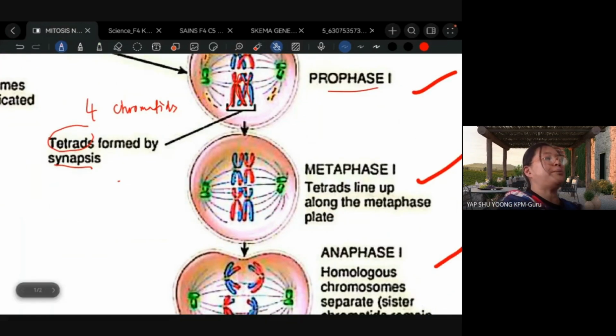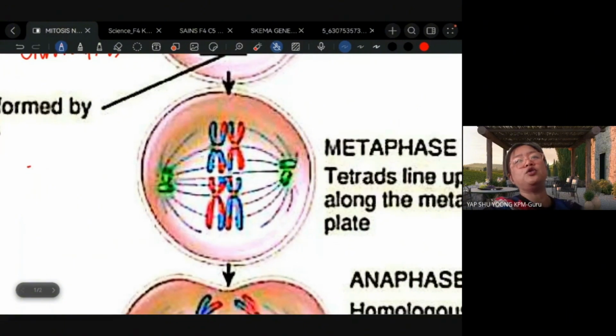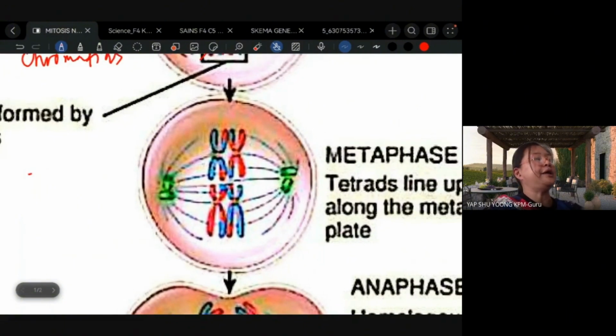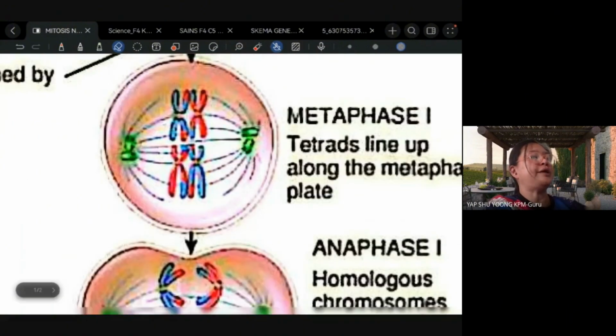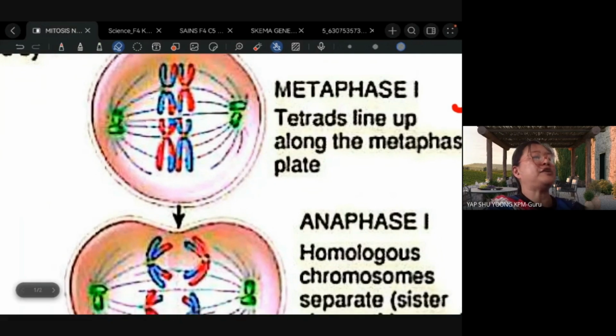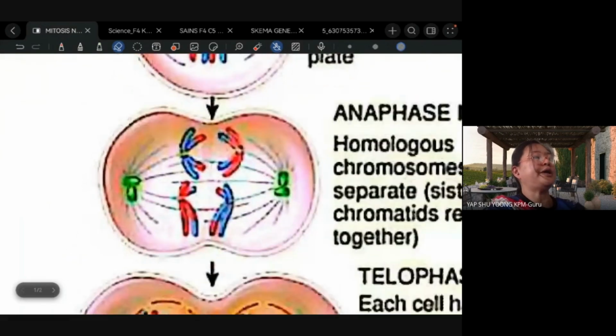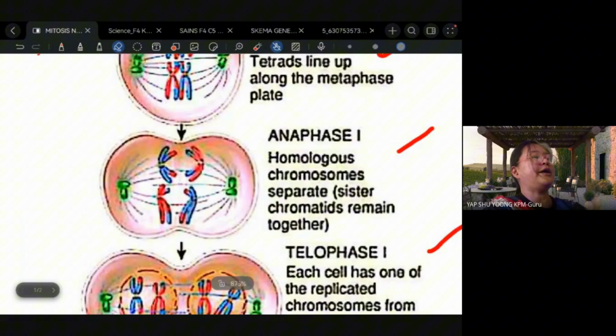Now in metaphase 1, the chromosomes no longer stick together, no more crossing over. You have already succeeded in exchanging the DNA. You can see here the red one has a small part of the blue, and the blue one has a small part of the red. Then they line up at the metaphase plate. Next we go to anaphase 1.